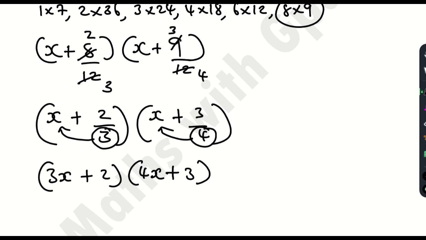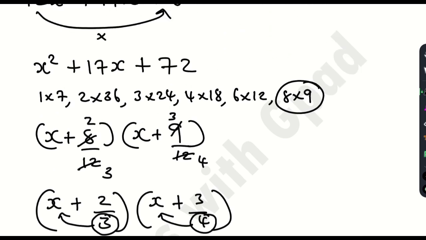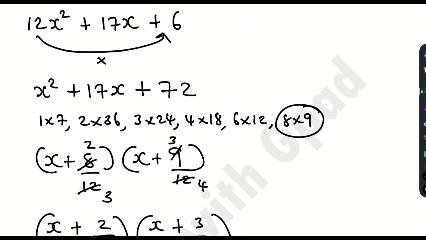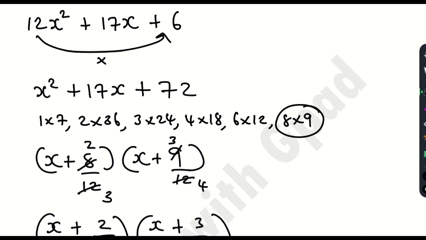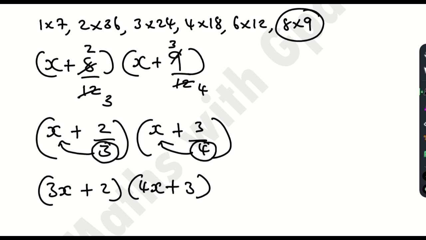So this is what we are going to have when we factorize the trinomial, which is what we have here, 12x squared plus 17x plus 6. And if you factorize this, you're going to get this one here. If you expand this, you're going to get back the original trinomial.